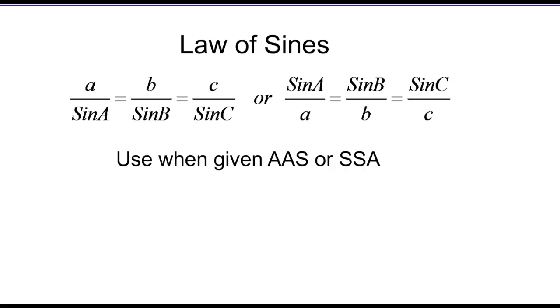The law of sines states that if I have a ratio of a side over the sine of its opposite angle, that's equal to every other ratio of a side and the sine of its opposite angle. And I could do the reciprocals of that as well. So take the sine of an angle over its opposite side and set that equal to all the other ratios of the sines of the angles and their opposite sides. We want to do this given 2 angles and a side, or 2 sides and an angle.